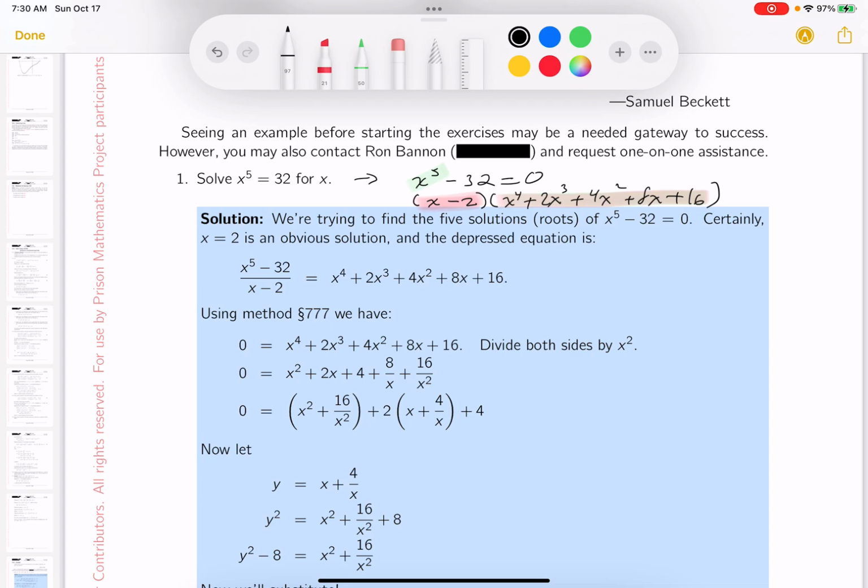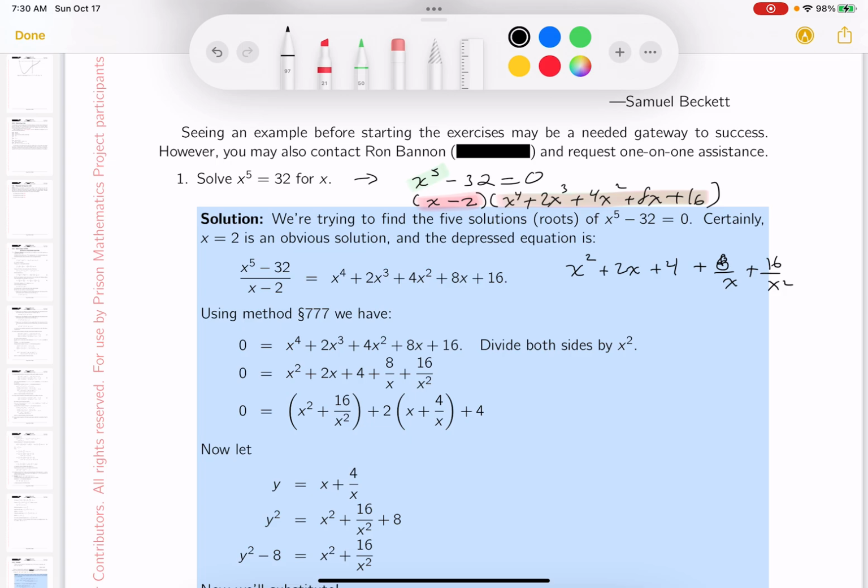So if you divide by x squared, what would you get? You would get x squared plus 2x plus 4, plus, well, it's going to be more difficult, right? That's going to be 8 over x, plus 16 over x squared. Now, I realize some students are looking at that. That's crazy looking. What are you going to do with that? Well, I'm going to try to pull things together to make it look more like a quadratic to me.